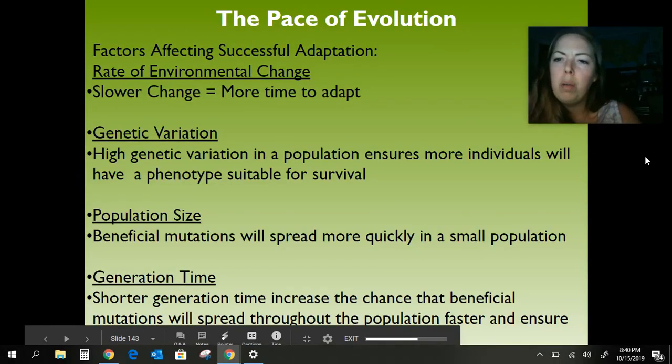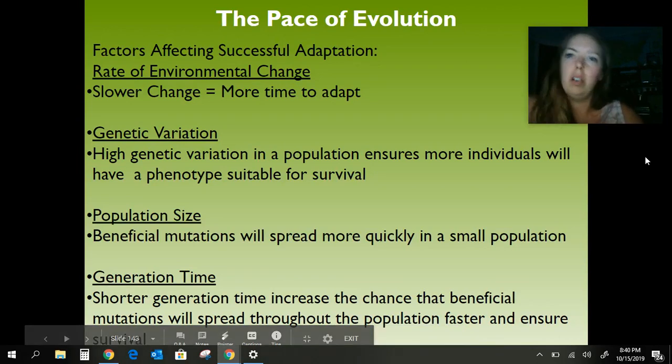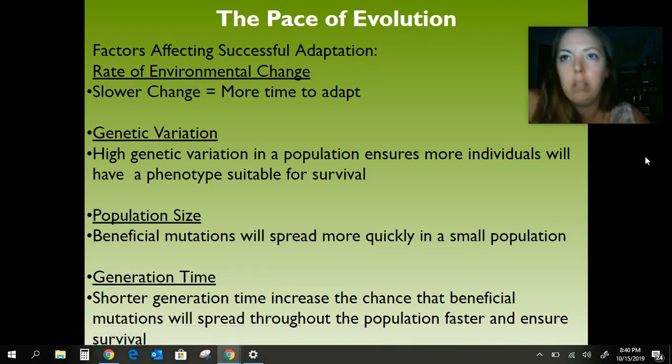Alrighty. So you might be wondering to yourself, how long does evolution take? Well, I'm about to tell you, okay? It takes a long time. It can take hundreds to millions of years, okay? But there are 4 different factors you should be familiar with right here that affect successful adaptation, okay?